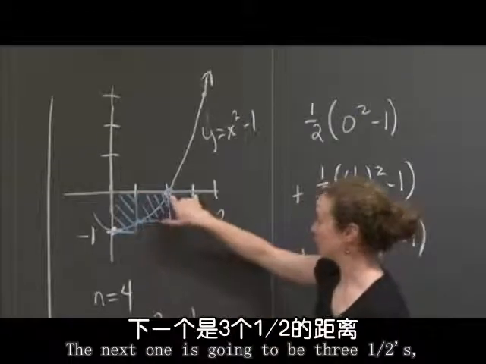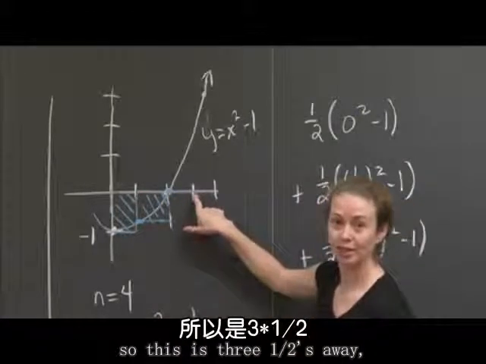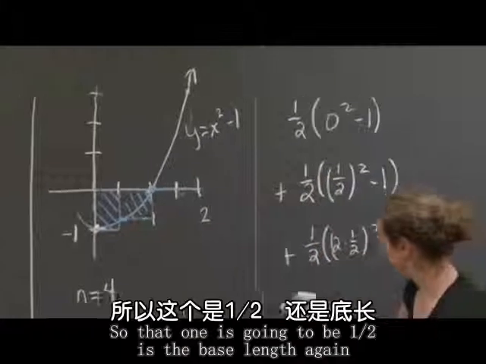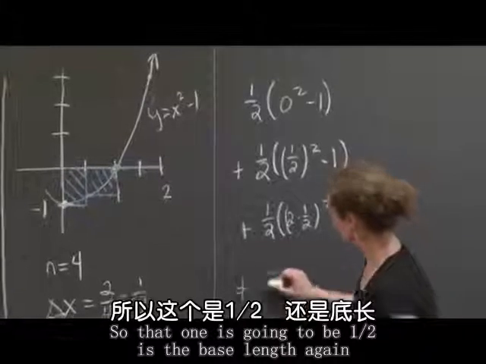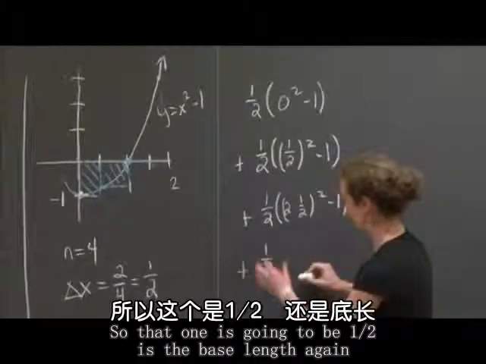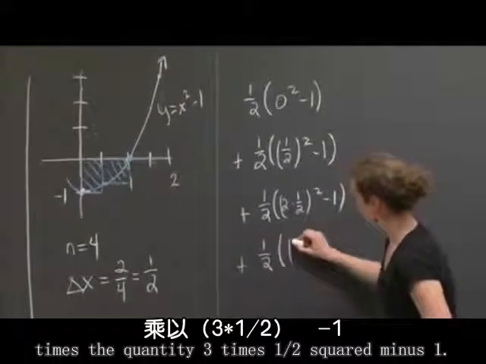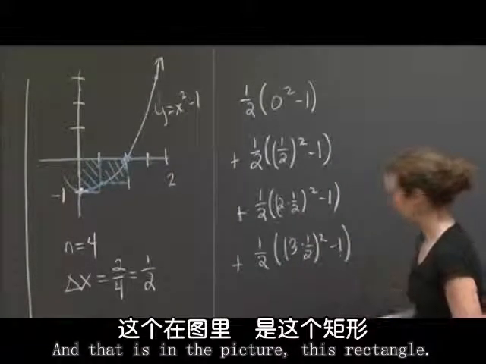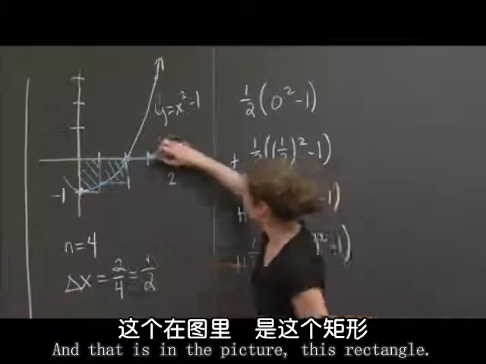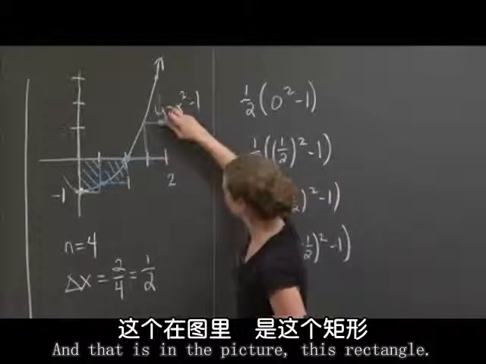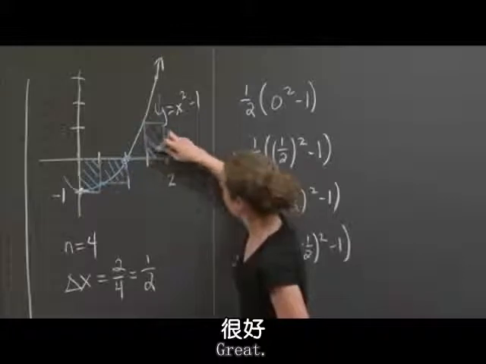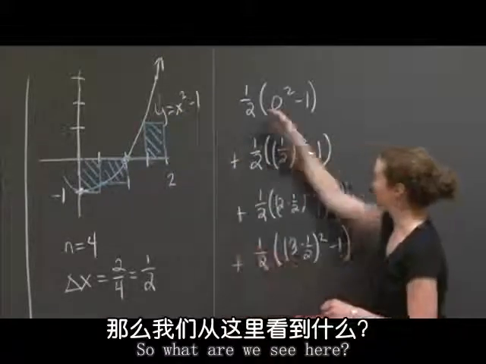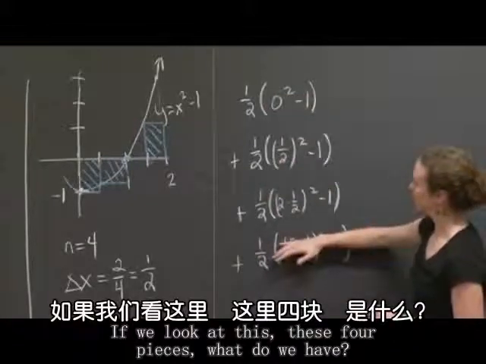So that's 2 1/2s from my initial value of 0. The next one's going to be 3 1/2s. This is 3 1/2s away, or commonly known as 3 halves. Okay? So that one's going to be 1/2 is the base length again, times the quantity 3 times 1/2 squared minus 1. And that is, in the picture, this rectangle. Right, so what do we see here? If we look at these 4 pieces, what do we have?